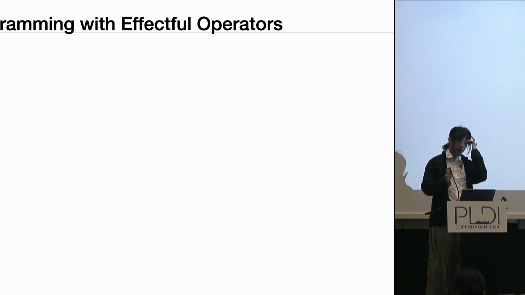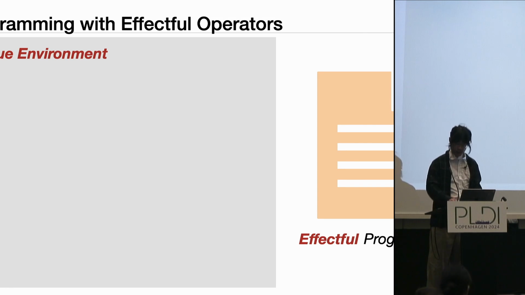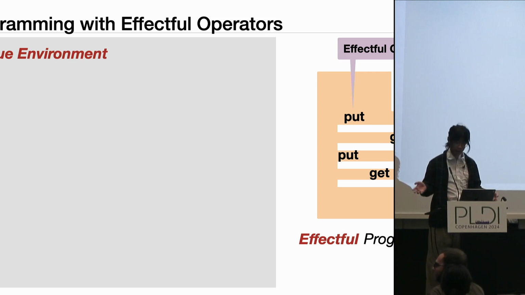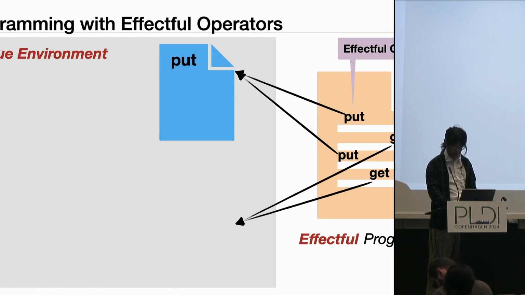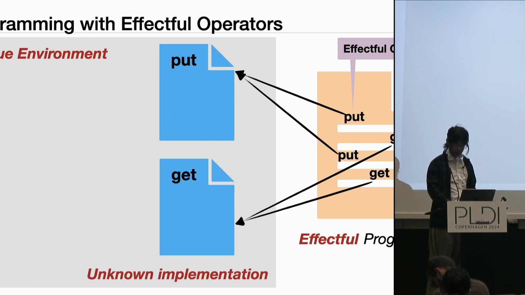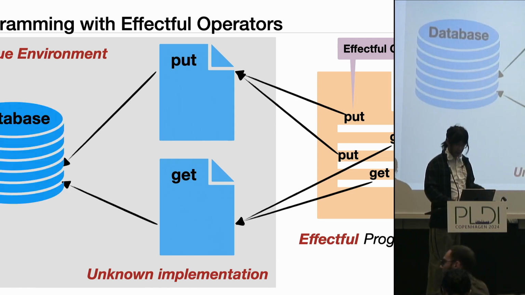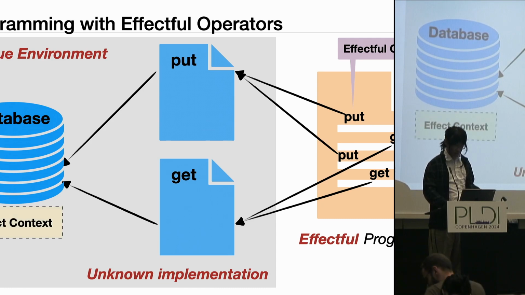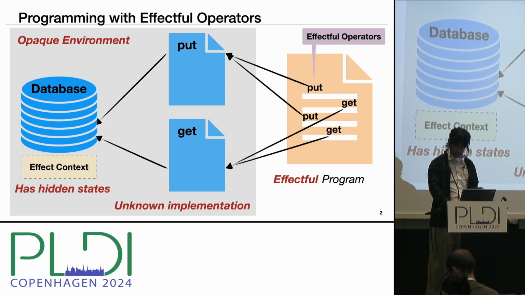So let's just get started from the context. We talk about effectful programs. These are programs that interact with an opaque environment. This means that these effectful programs use effectful operators like put and get, and the corresponding implementations of put and get are unknown. And they probably interact with a database, which is, say, the effectful context that has hidden states.